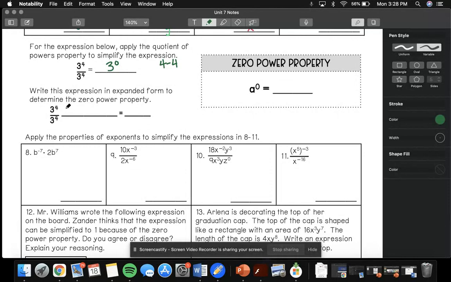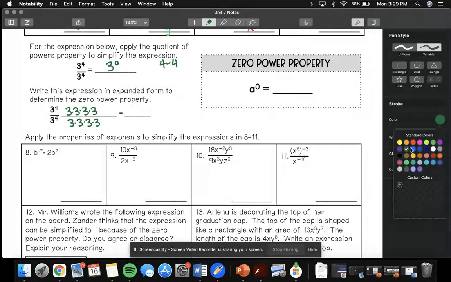So 3 to the 4th is 3 times 3 times 3 times 3, over 3 to the 4th, which is 3 times 3 times 3 times 3. Then we can simplify. We have 3 over 3, which is 1, another one, another one, another one. So we crossed out everything, but we have 1 times 1 times 1 times 1. This is actually equivalent to 1. Even though everything crossed out, this is still a multiplying problem, so we have 1s all being multiplied together. So anything to the 0 power is equivalent to 1.